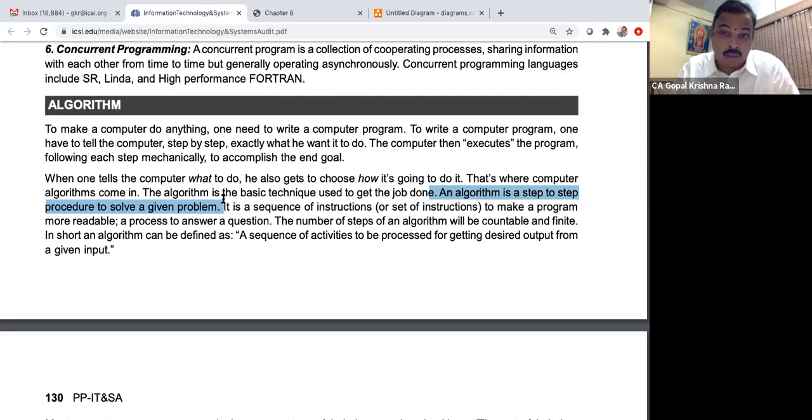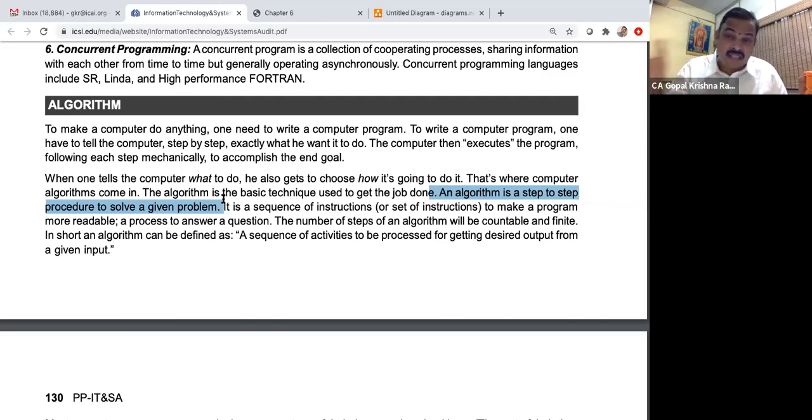Now, in which language will you write an algorithm? In machine language? In assembly language? In a high-level language? In Marathi you can write. In Bengali you can write. In Hindi you can write. In Malayalam you can write. In Kannada you can write. In Tamil you can write. In English also you can write.